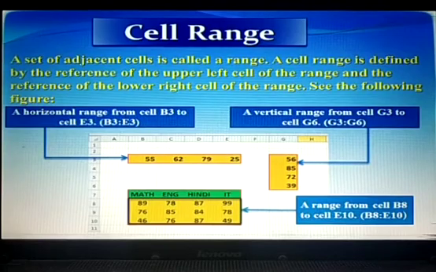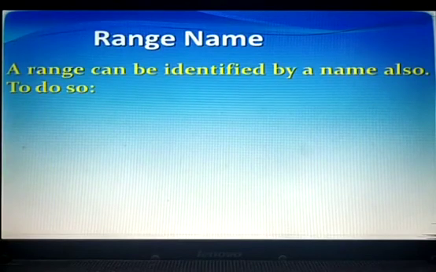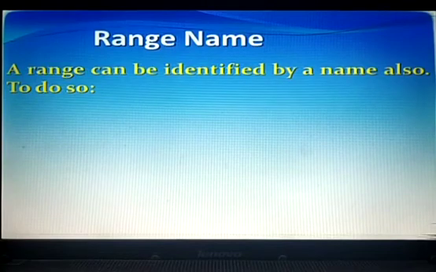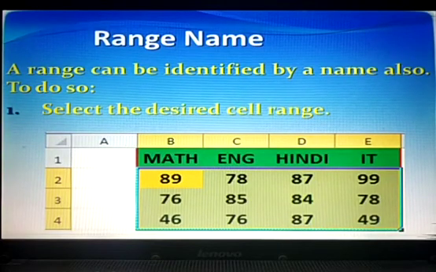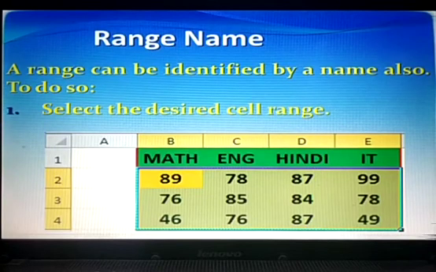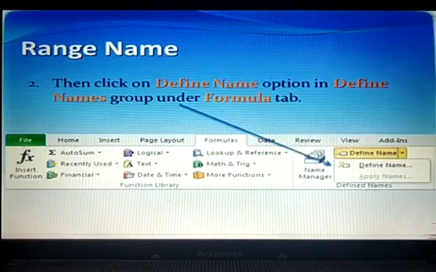We can also give a name to a cell range. A range can be identified by a name also. To do so, first of all, select the desired cell range. Here we have selected from B2 to E4. Then click on the define name option in the define names group under the formulas tab.